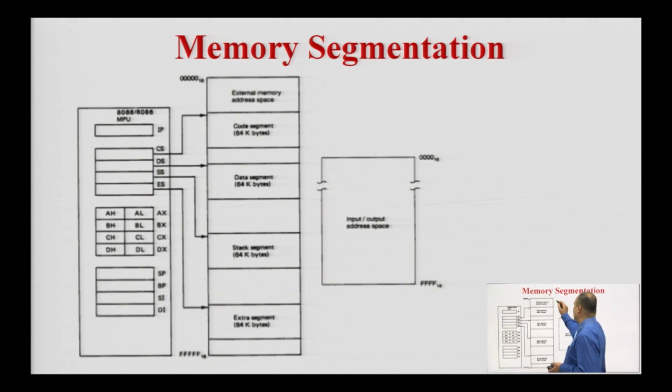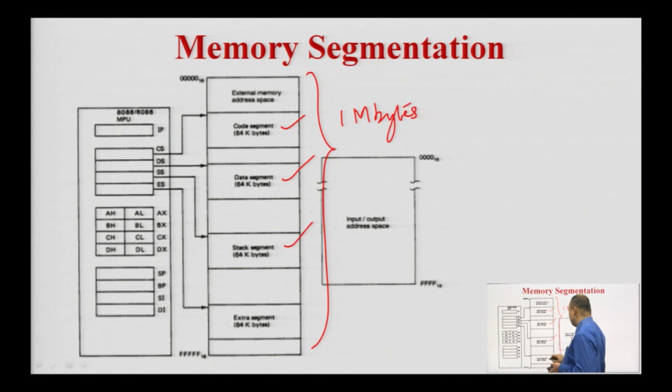See, this is the total 1 megabyte of memory, and it is divided into 4 segment areas, that is the code segment area, data segment area, stack segment area, and extra segment area of 64 kilobytes each. So, each segment area is 64 kilobytes. Here the 1 megabyte of memory is mainly divided into 4 segment areas.